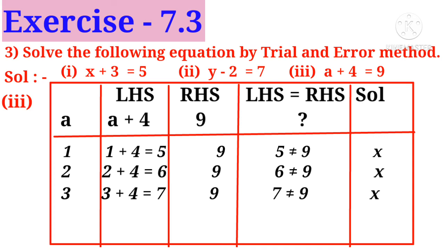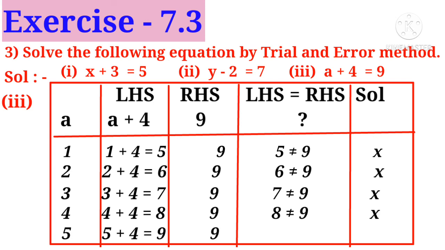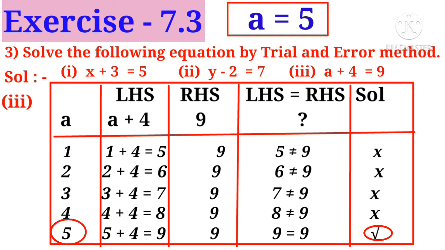Put a is equal to 4. Then 4 plus 4 is 8. RHS is 9. 8 is not equal to 9, so it is also not solution. Now put a is equal to 5. That is 5 plus 4 is equal to 9 on LHS. RHS is 9. 9 equal to 9, so it is tick mark. That is, it is the solution. Whenever you put tick mark, then the value of the a is the solution. So a is equal to 5 is the solution of the equation.